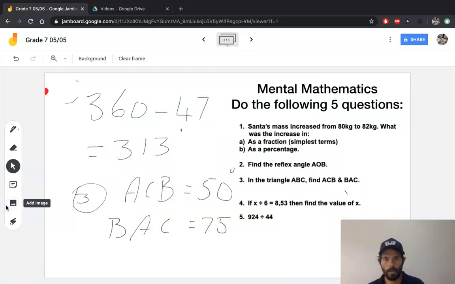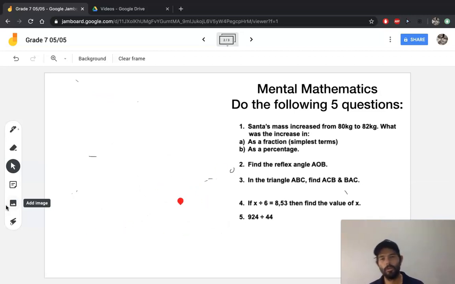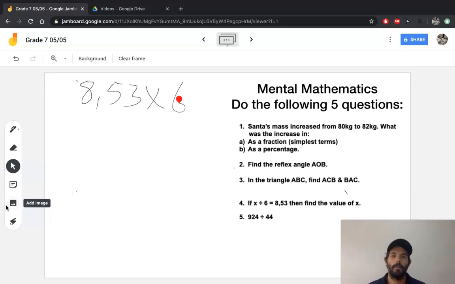Okay, question 4. If x divided by 6 is equal to 8,53, then what is x equal to? So there we just need to work backwards and say 8,53 multiplied by 6. Okay, so you can either do a column method, you can split it up, 8 times 6, 0,5 times 6, 0,03 times 6, okay. Let's do the column method.